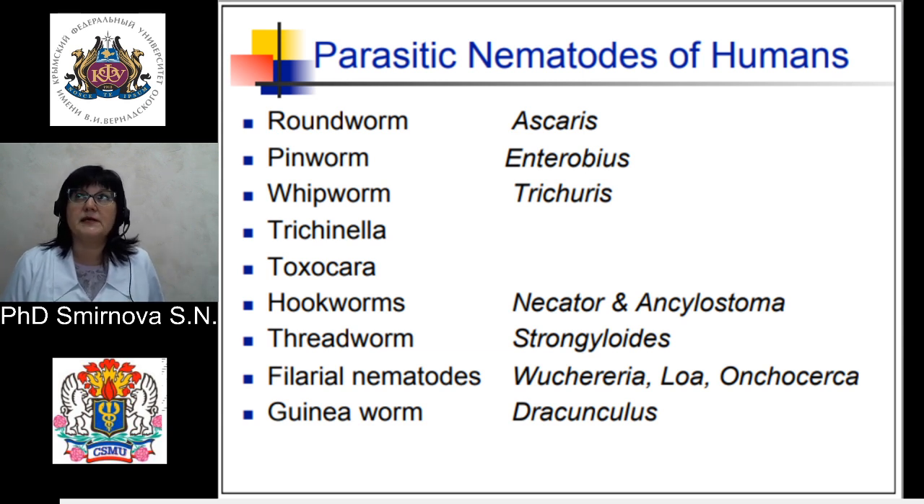For parasites of class Nematodes, double names are important. For example, Ascaris lumbricoides has a different name: roundworm. Enterobius vermicularis has a different name: pinworm. Trichocephalus trichiurus, whipworm. Trichinella spiralis has no synonyms. Then hookworms: this is Necator americanus and Ankylostoma duodenale. Threadworm, Strongyloides stercoralis. Filaria nematodes: this is Wuchereria bancrofti, Loa. Guinea worm: this is Dracunculus medinensis.